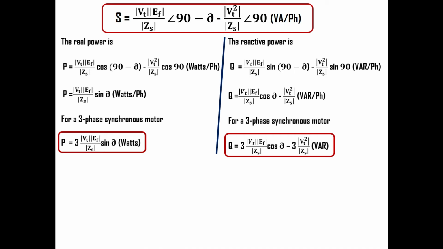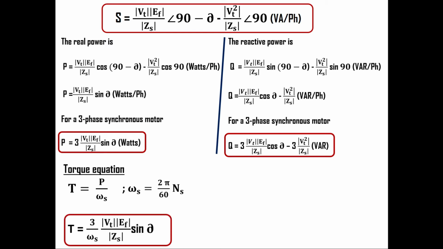As you can see, the real power P is directly proportional to sine of angle delta. That's why delta is called power angle. Similarly, the torque equation can be substituted and is equal to 3 divided by omega s into magnitude of Vt into Ef divided by Zs into sin delta. As you can see, the torque T is also proportional to the sine of angle delta. That's why delta is also called torque angle.